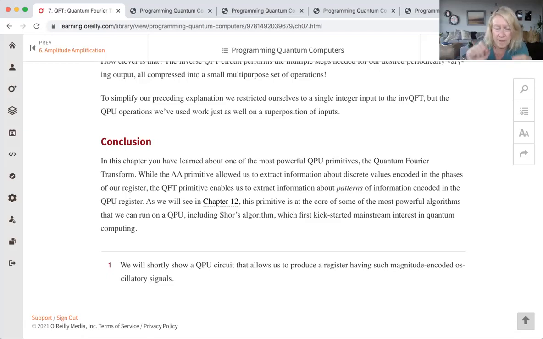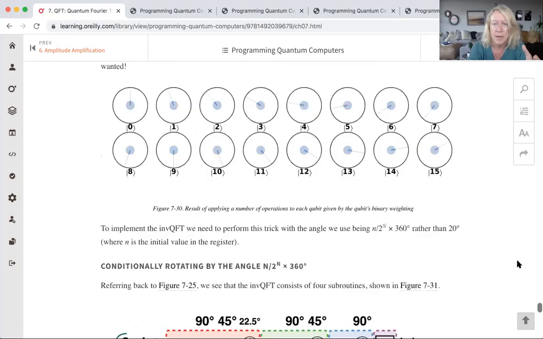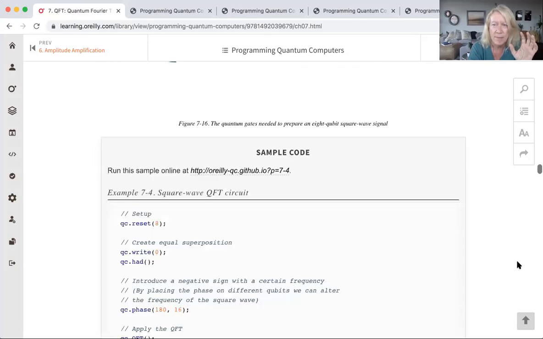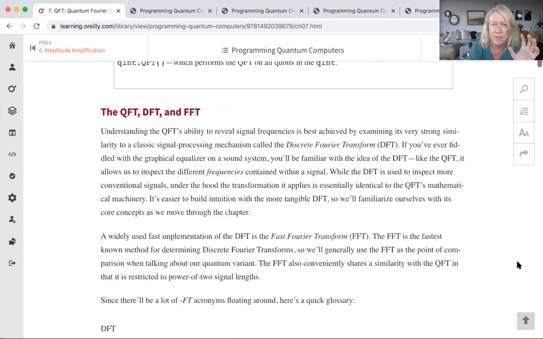So I think that for me, it was helpful to really think about this as I worked through the chapter. Previously, that primitive, the AA, we got values out. The QFT, we get patterns out. And the authors say here that later in the book, chapter 12, the QFT is the core of some of the most powerful algorithms we can run, including something called Shor's algorithm, which, as they say, kicked off a lot of interest in quantum computing. So I'm just going to go ahead and go back. The key word to think about here is patterns, getting patterns out of the register.